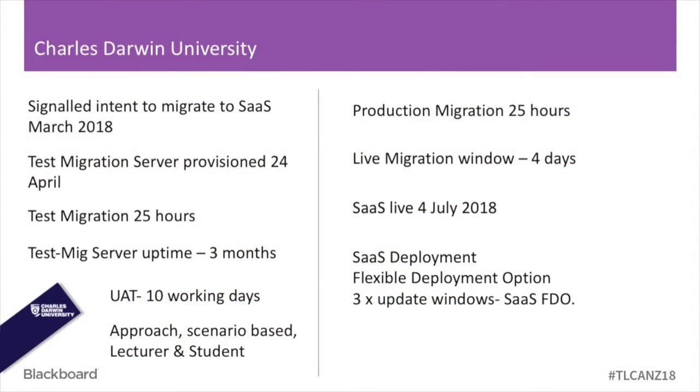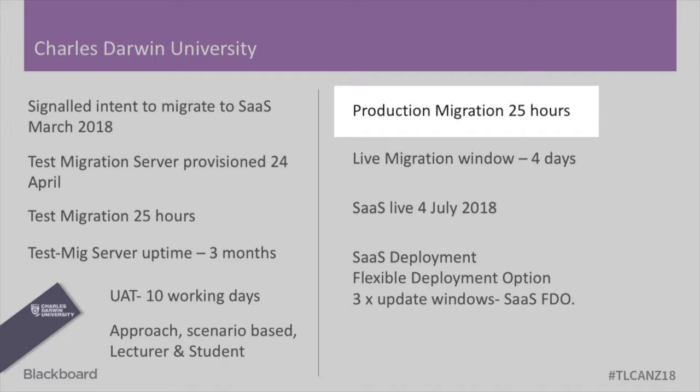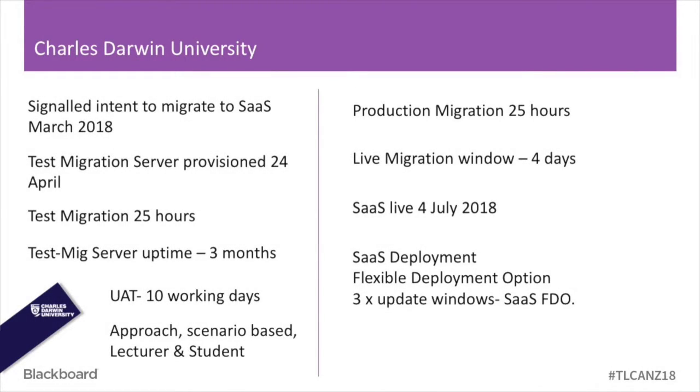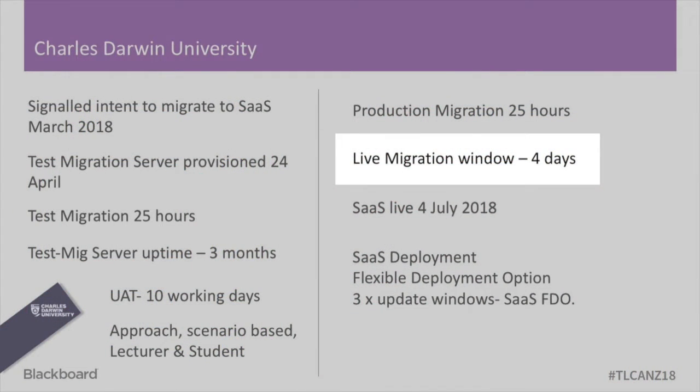And then our production migration also only took 25 hours. At the time, we were thinking, well, the test migration was 25 hours, what's the chance of them coming in around the same time? And they actually came in around the same time. We made a conscious decision at our institution to have a live migration window of 4 days. Our environment came down on Friday evening at 8 p.m. We had the environment handed off to us Saturday evening, but we made a conscious decision to keep the environment unavailable to the academic and student community until the following Wednesday morning.